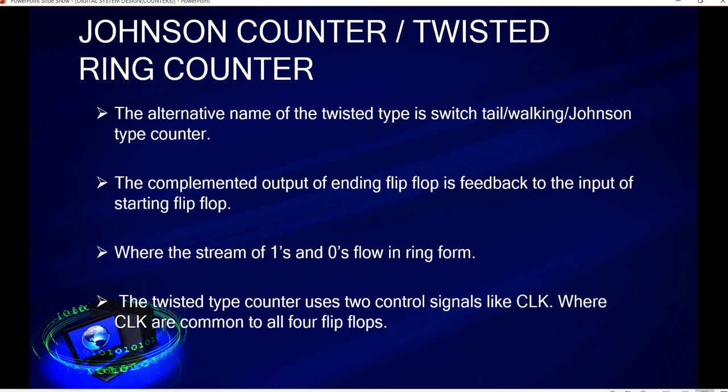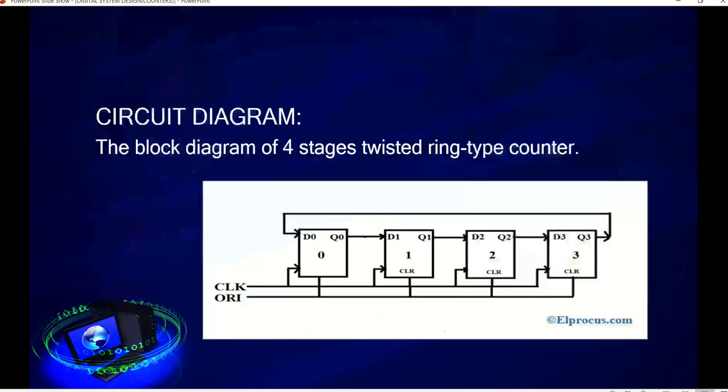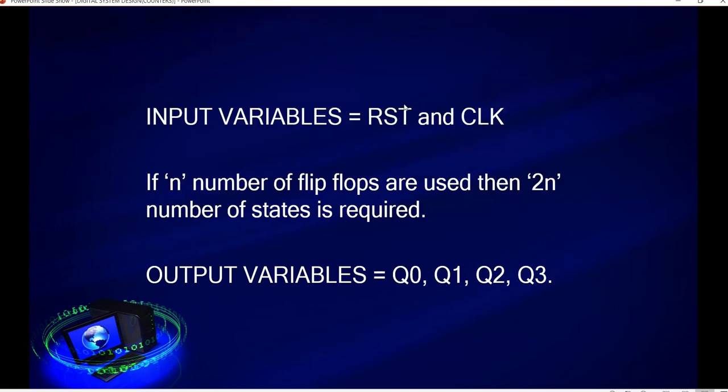The twisted type counter uses two control signals, clock and reset, where the clock is common for all the 4 flip-flops. And this is the circuit diagram or the block diagram, which has a 4-stage twisted ring counter, and they use 4 D flip-flops. Q0, Q1, Q2, Q3 are the outputs, D0, D1, D2, D3 are the inputs, and clock pulse and reset are common for all D flip-flops. So the RST will be the input, and clock. If n flip-flops are used, then 2n stages are required. The output variables are Q0, Q1, Q2, Q3, as I said before.